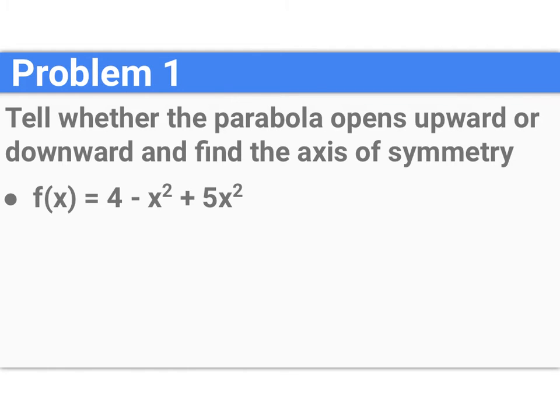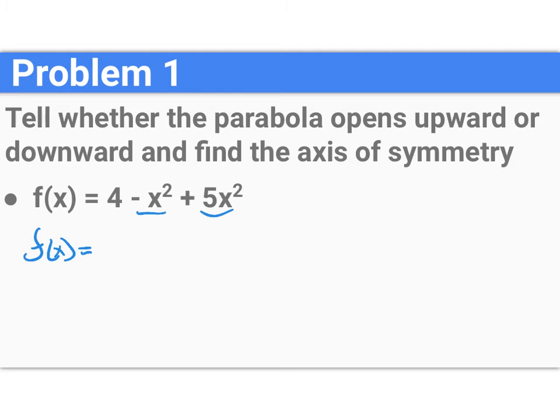Tell whether a parabola opens upward or downward, and then find the axis of symmetry. The first thing we have to do with this is put this in order. We have like terms, f of x, and when I say put it in order, when you have any function or any expression, your letters go first in alphabetical order, and then the highest degree term, not the highest coefficient, the highest power goes first.